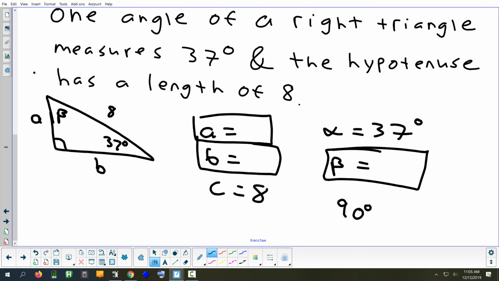That's probably the first thing we could find pretty easily. Just subtract 37 from 90, and that'll tell you beta. Any questions why beta is 53?